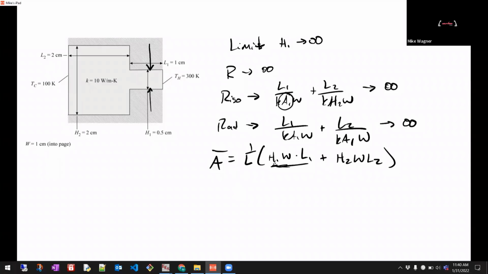Average area does not go to 0 though, right? So you still have an area available for conduction. So our A bar does not go to infinity, right? It's a finite answer, which is physically impossible. So the average area model is actually, in some circumstances, okay. But if you have a very big difference between the biggest area and the smallest area, it is not a good model. Okay.